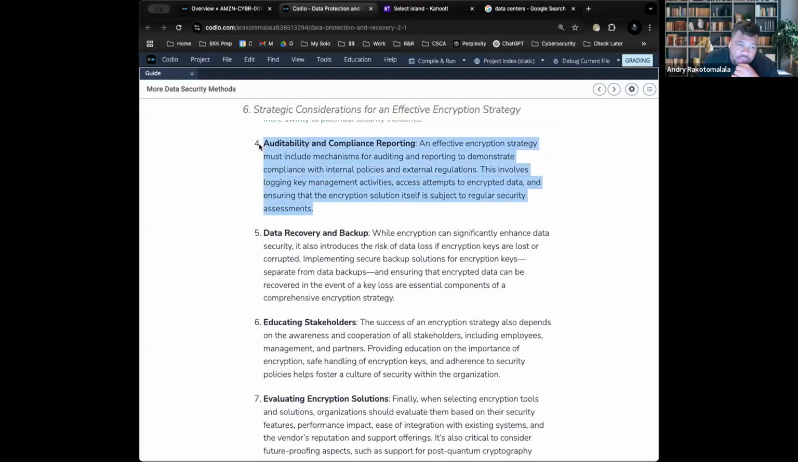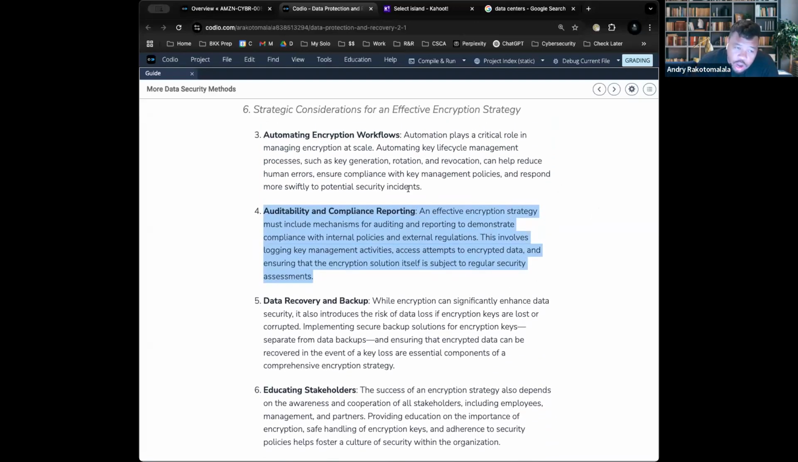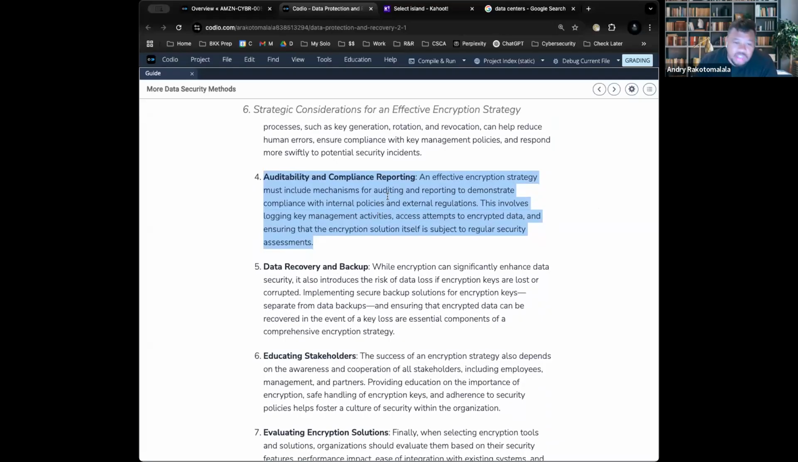Auditing and compliance reporting, this is pretty straightforward. If you have encryption strategies in place, you need to make sure to audit them. An example is, if you're automating all of your key management, you need to audit it and make sure that it's working properly. Then you need to prepare the document and evidence to give to any compliance or any of the auditors.